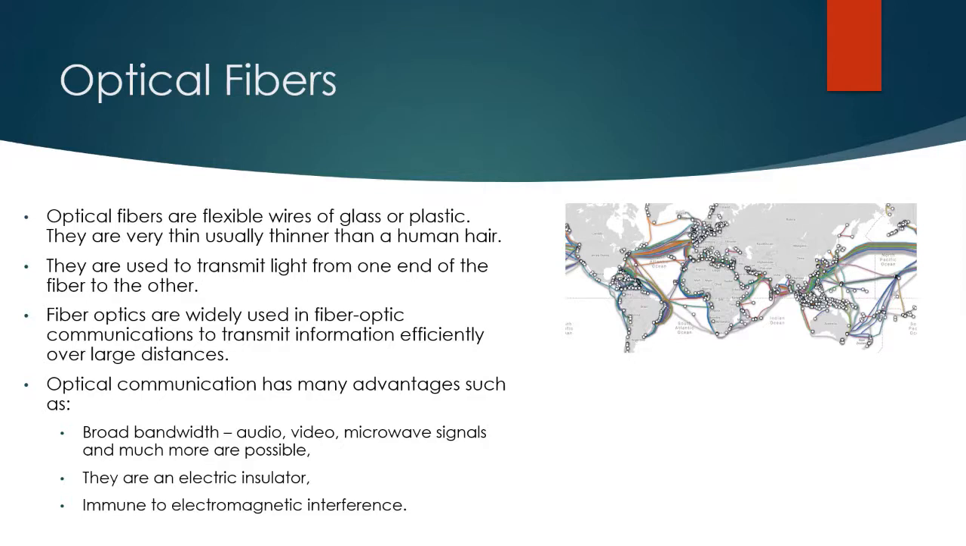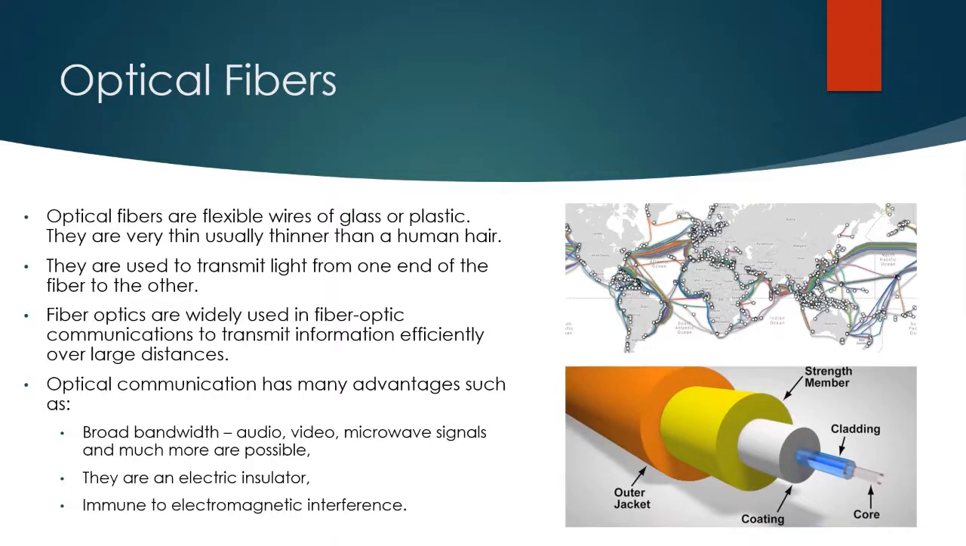Optical communications has many advantages, such as a broad bandwidth, which means that they can transmit many types of information simultaneously, such as audio, video, microwave signals, and much more. As well as this, optical fibers are both an electric insulator and they're immune to electromagnetic interference. This means that optical fibers are a very versatile way of transmitting information.